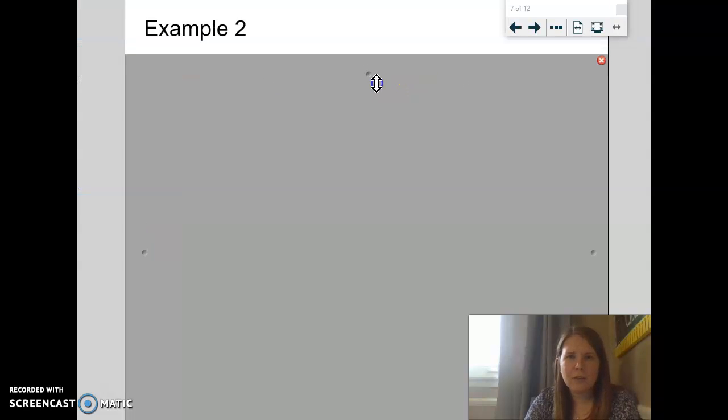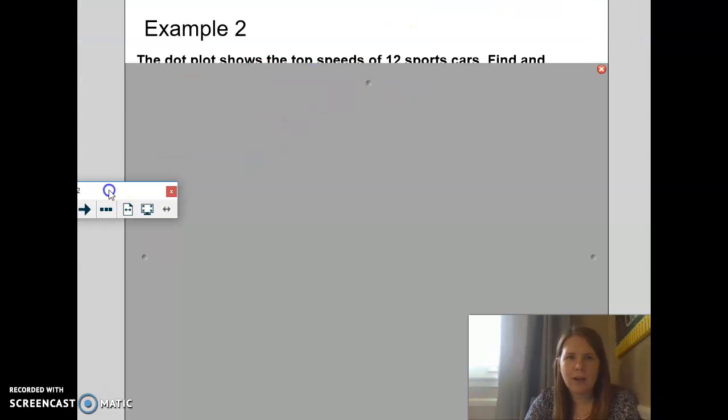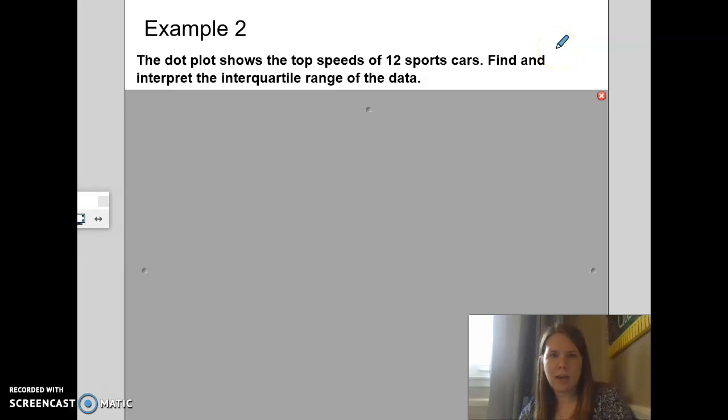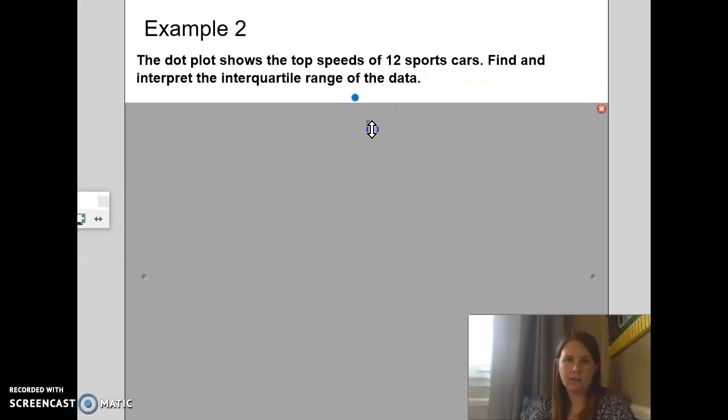Next example. So example 2. It says the dot plot shows the top speeds of 12 sports cars. Find and interpret the interquartile range. This is where we're going to talk about our quartiles and our interquartile range.